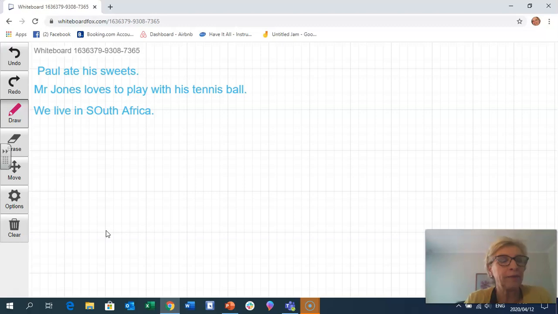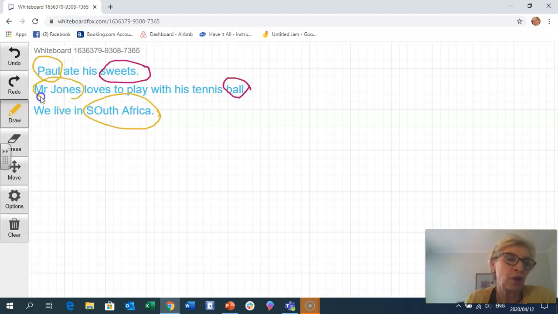Okay, the first one. There are two nouns in there. Which is the common noun? Absolutely right. Sweets is the common noun. It does not start with a capital. In the second sentence, which is the common noun? Right, ball. And in the third sentence? Well, in the third sentence, it is a proper noun. In sentence 1, Paul is the proper noun. It's a special name. And in the second sentence, Mr. Jones is a proper noun.